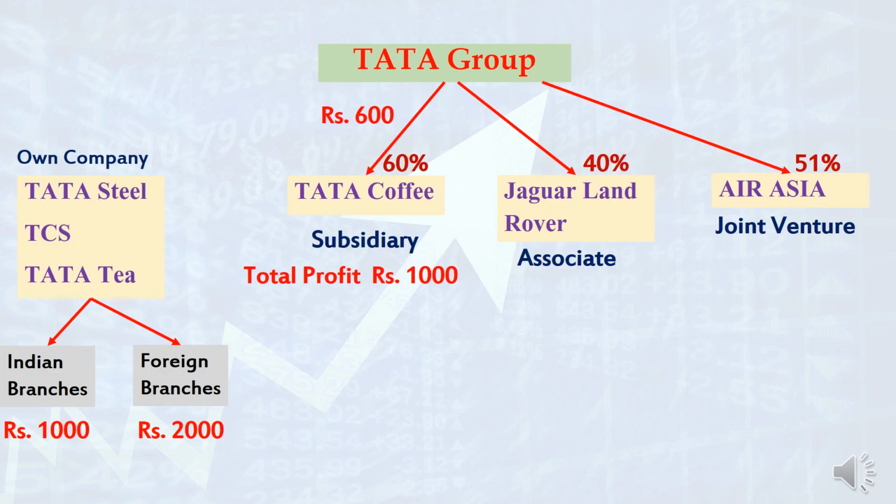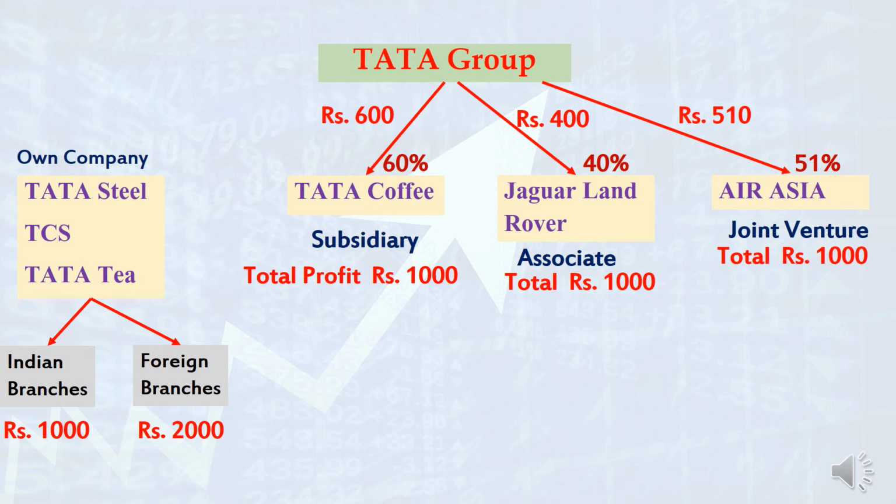Let me assume that total profit of Tata Coffee is 1000 rupees. So, in that 1000 rupees, Tata Group will get 600 rupees because Tata Group has 60% shares of Tata Coffee. Similarly, let me assume that total profit of JLR is 1000 rupees. So, in that 1000 rupees, Tata Group will get 400 rupees because Tata Group has 40% shares of JLR. Similarly, let me assume that total profit of AirAsia is 1000 rupees. Then Tata Group will get 510 rupees and Malaysian Airlines will get 490 rupees.